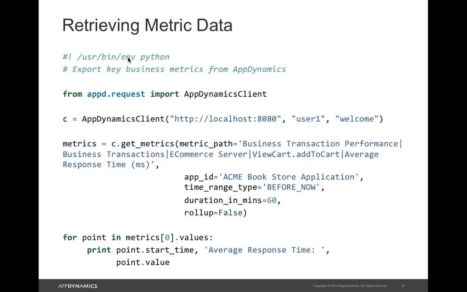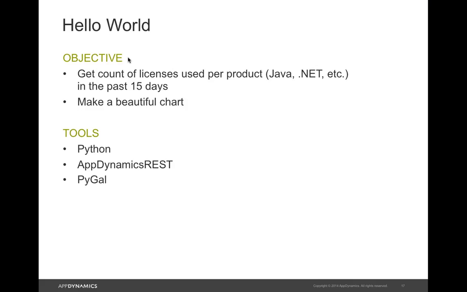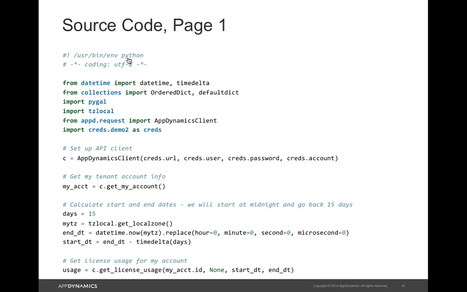Okay, so the original version 1 API was always localhost/controller/REST. The new one is localhost/controller/API. And that's how you know if it's the version 1 or the version 2 API. All right, but here's an example.